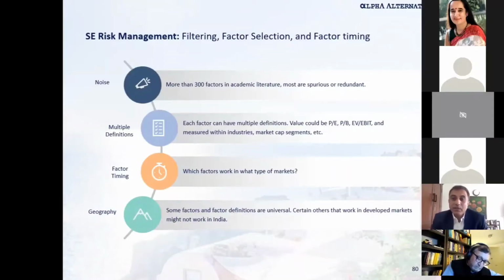Then what is the timing of the factor? Because the market also over the last at least decade or so has become very, very dynamic. So there's always a rotation, right? So people will suddenly switch to quality, will suddenly switch to value. There is momentum in the market. So which factor do you choose in different kinds of markets? And then obviously with geography.